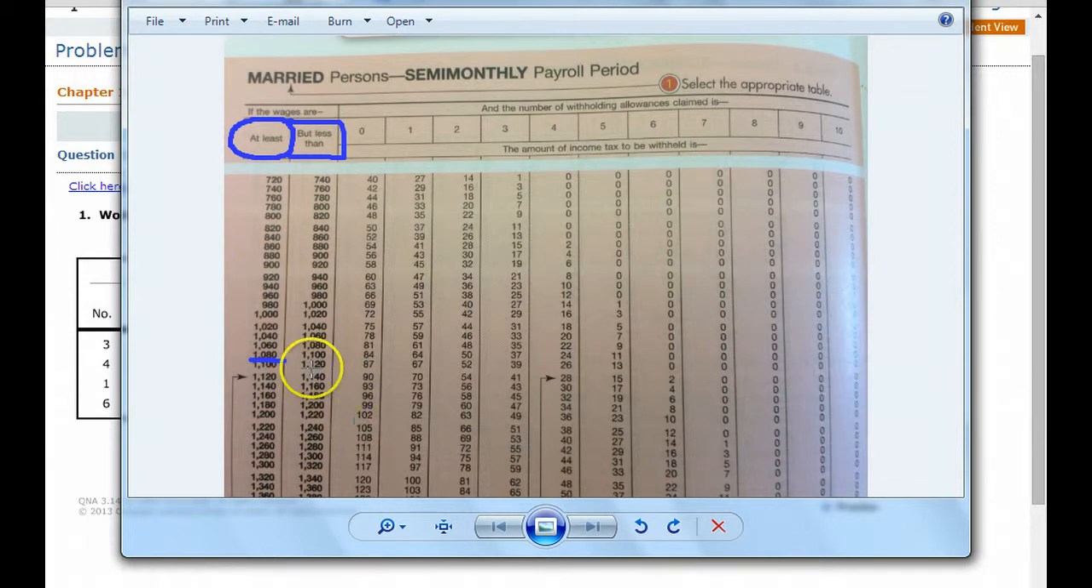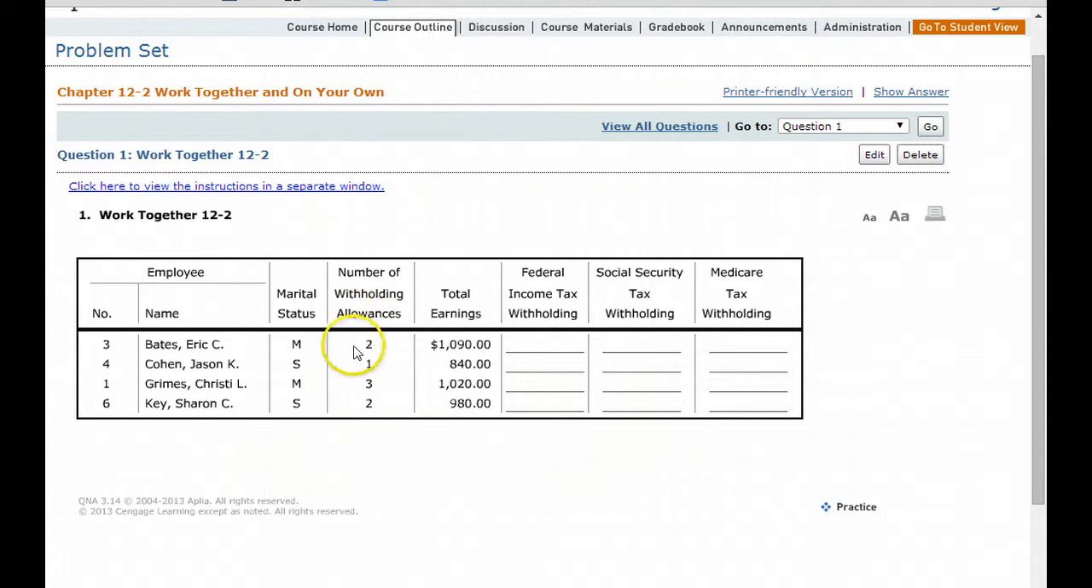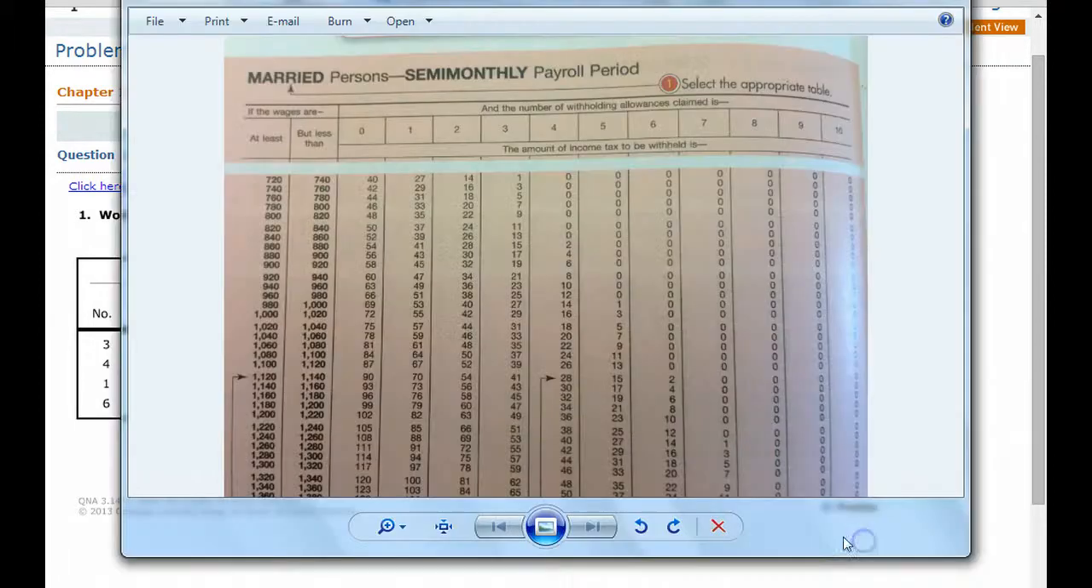Is it less than 1,100? Absolutely. So it's between these two numbers, which is perfect. So we know for a fact that it should be right here. Now, the other part that you want to be aware of is how many people they are claiming as an allowance. So 2. Let's go back to that example right here for the married people. We'll go right here on this line, and he's claiming 2 allowances.